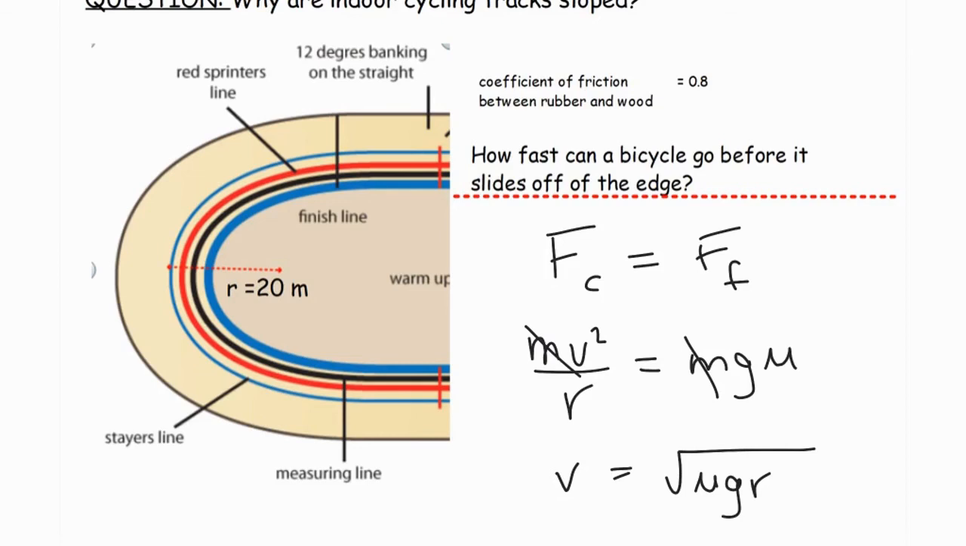So that's 12.5 meters per second, which is only about 45 kilometers an hour, which if you think about Olympic cycling, is way faster than that.